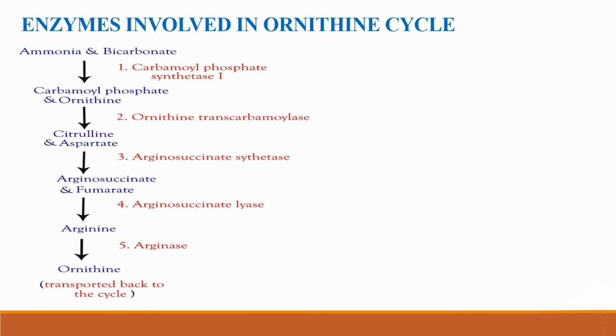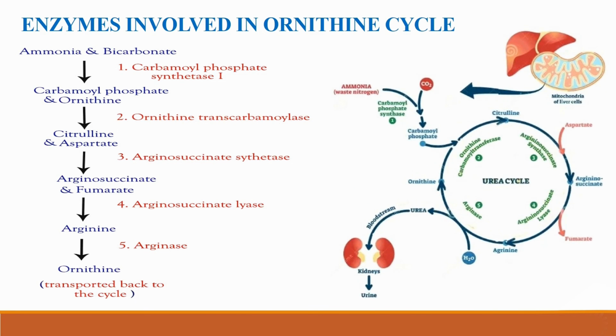Argininosuccinate synthetase condenses citrulline with aspartate to form argininosuccinate. This reaction occurs in the cytosol and requires 1 ATP. Argininosuccinate lyase splits argininosuccinate into arginine and fumarate. This occurs in the cytosol. Arginase cleaves arginine into one molecule of urea and ornithine in the cytosol. The ornithine is then transported back into the mitochondria for entry back into the cycle.